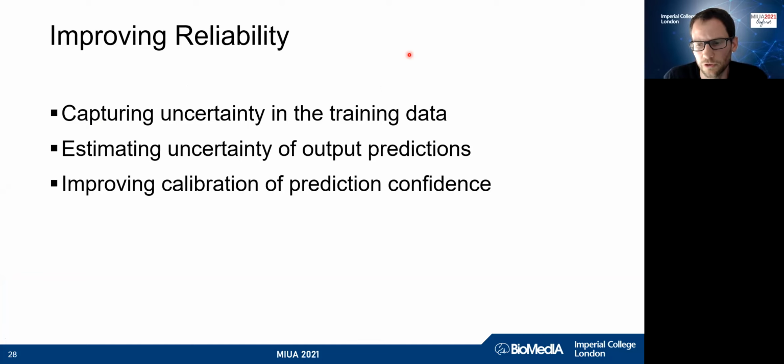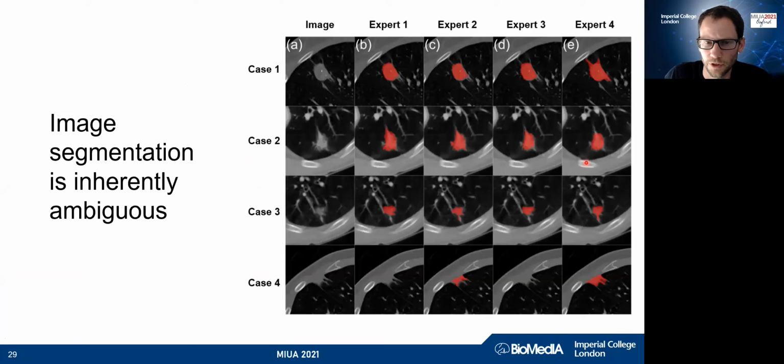So in the next part, I want to talk a little bit about reliability and some works we've been doing on trying to improve algorithms' reliability. This is about capturing uncertainty both in the training data in the first place, but then also estimating uncertainty of our output predictions. And we'll see that some of these techniques also help us in improving the calibration and the predictive confidence in our predictions.